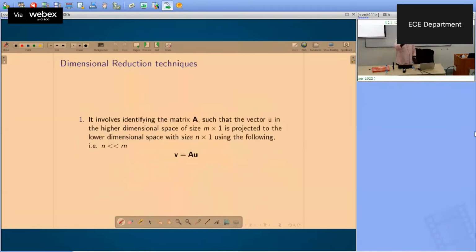Do you have the pointer to change the slide? Okay.